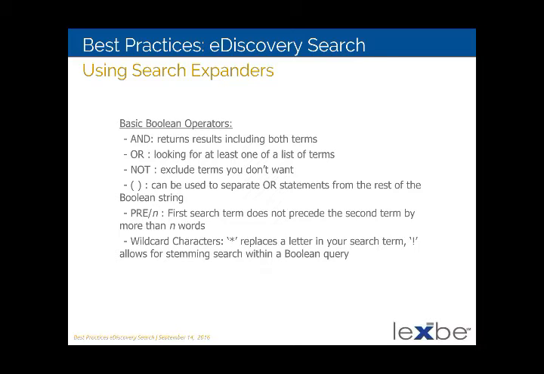This /pre/n operator basically will allow you to search for terms that don't precede the second term by more than a variable number of words. So recently I had a client who was doing a privilege review, and one of the attorneys in their firm had the last name of Murphy. We type in the word Murphy, and it's a common name, but it's not as common as Smith or Johnson, and so we thought that maybe Murphy would return results only regarding this particular attorney's emails.